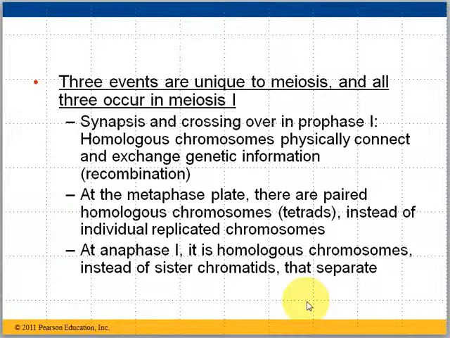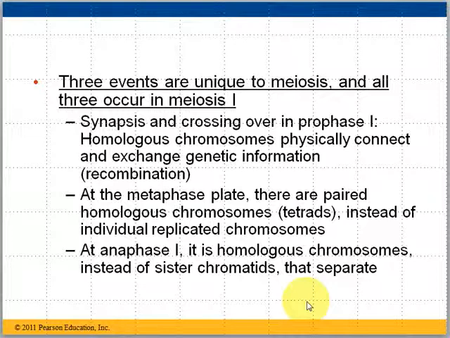So although mitosis and meiosis share a lot in common, they're very similar, there are definitely 3 events that are unique to meiosis and very important, and these all occur in meiosis 1. So primarily in prophase 1, as a matter of fact, but all in meiosis 1. So we have synapsis, which is where the homologous chromosomes get together and get side by side, and they become intertwined. They cross over. This is in prophase 1. So the homologous chromosomes physically connect and exchange genetic information. This is recombination. So now the sister chromatids are not exactly duplicates of each other.